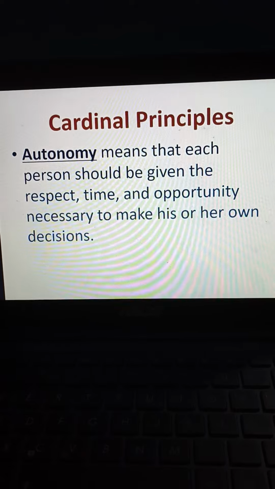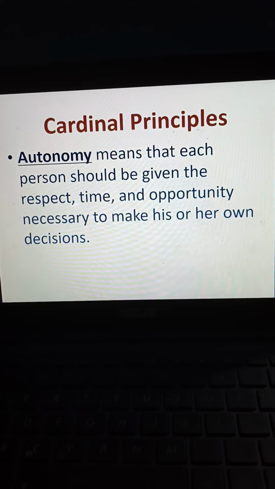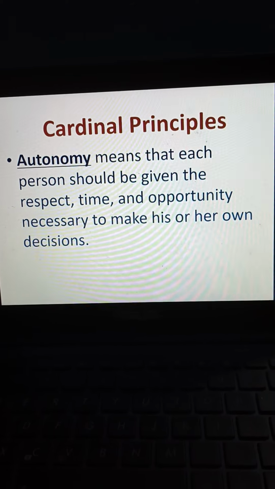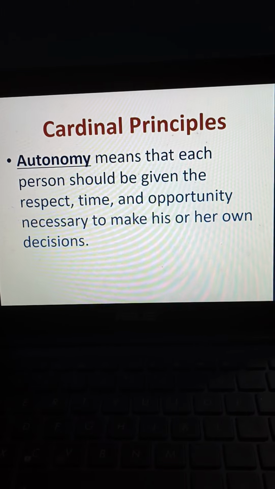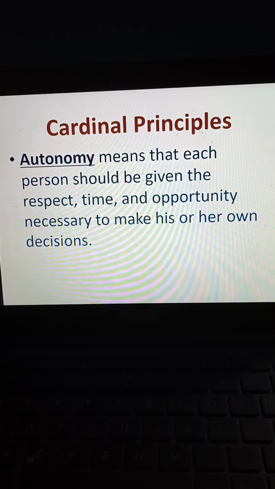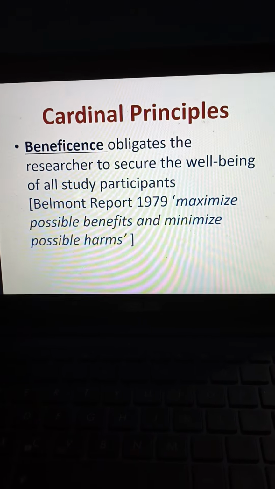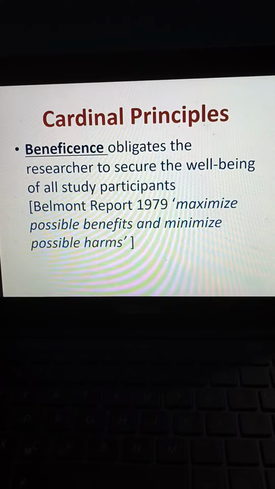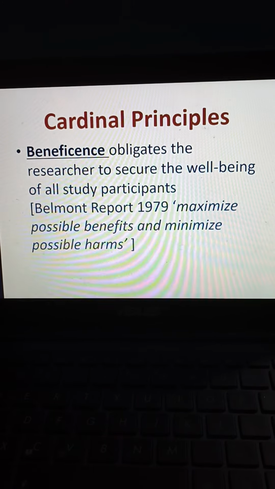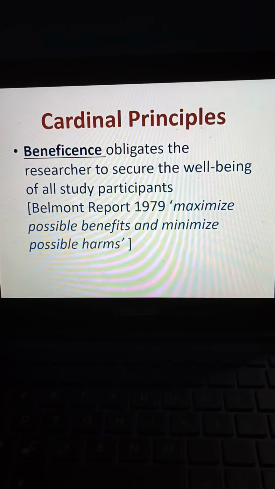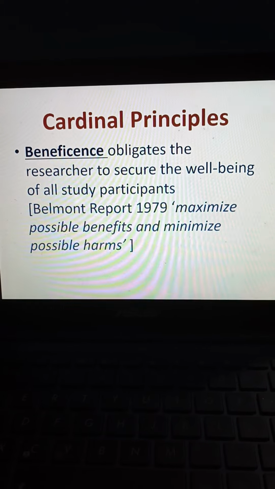Then cardinal principles, that is autonomy means that each person should be given the respect, time, and opportunity necessary to make his or her own decisions. Then beneficence obligates the researcher to secure the well-being of all study participants. Belmont Report 1979: maximize possible benefits and minimize possible harms.